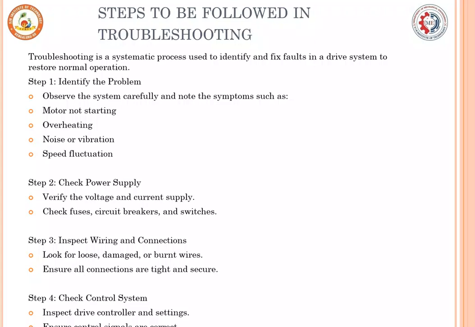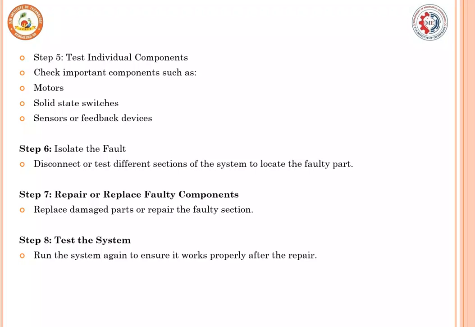So what are the steps to be followed in troubleshooting? Identify the problem, check the power supply, inspect the wiring and connections, check the control system, test individual components, isolate the fault, repair or replace the faulty components, and test the system.